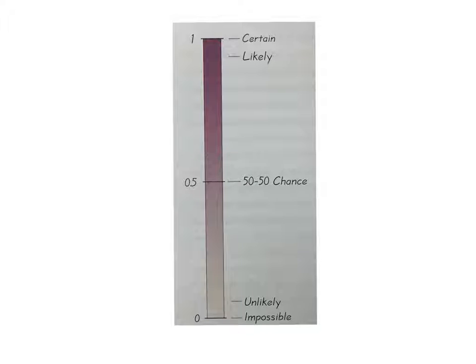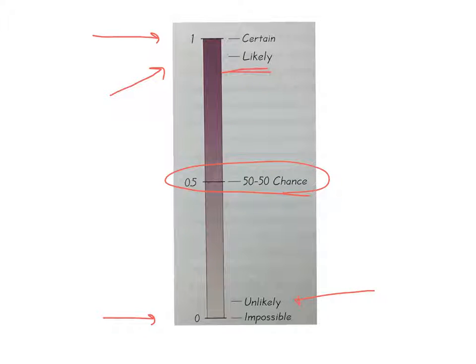This is the last slide finally. This chart right here shows you just that. Impossible events, probability of 0. Certain events, probability of 1. The closer the number is to 1, the more likely it is to happen. Right in the middle, 50-50 chance, 0.5. The closer it is to 0, the more unlikely the event is to happen.